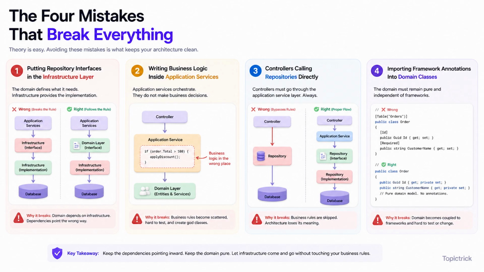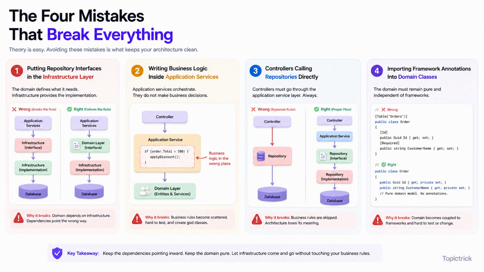Mistake 2. Writing business logic inside application services. Application services orchestrate. They do not decide. If you find yourself writing conditional logic about how discounts are calculated or what makes a customer eligible for priority shipping, that logic belongs inside a domain entity or a domain service. An application service that makes business decisions is an application service slowly becoming a God class.